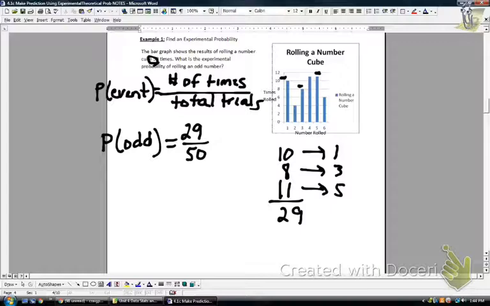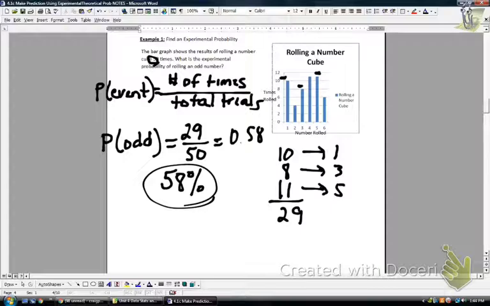Then on my calculator, I'm going to divide 29 by 50. That comes out to be 0.58 or 58%. So the probability of rolling an odd number is 58%. Make sure that you understand how I got these numbers right here, because that's going to be important for when you do your homework. So if you're having trouble reading the bar graph, come see me and I'll help you figure that out.